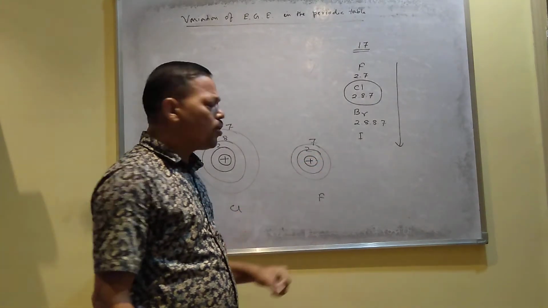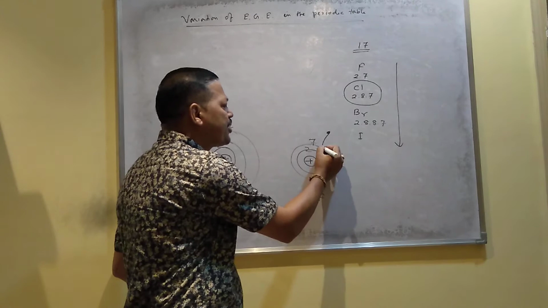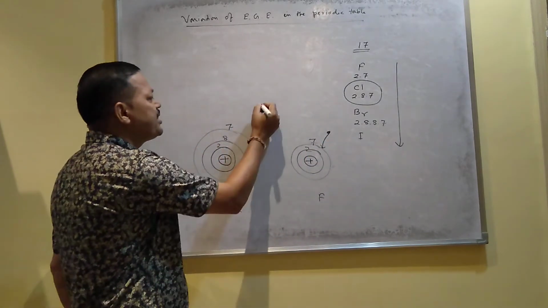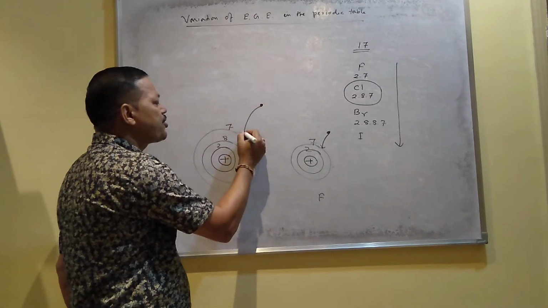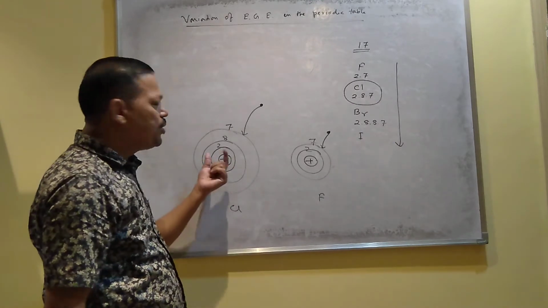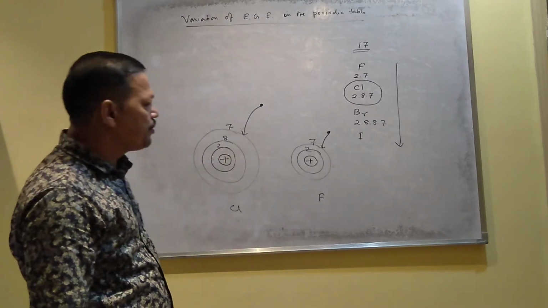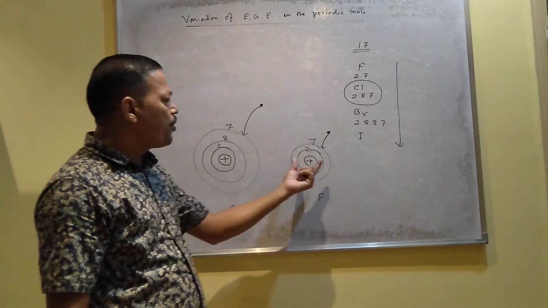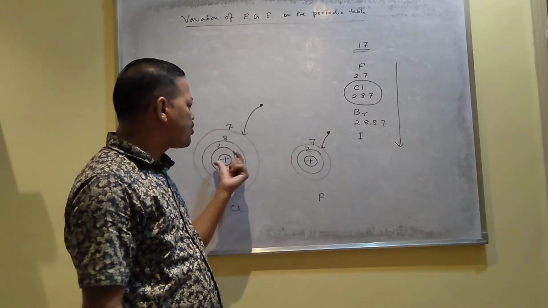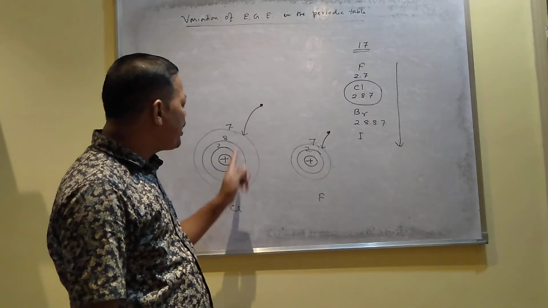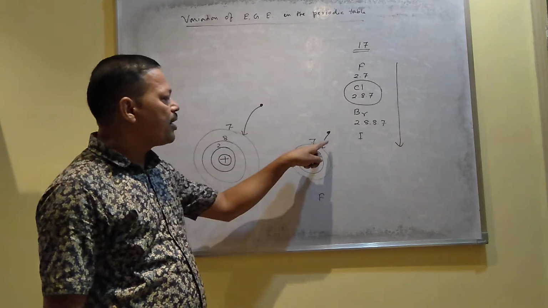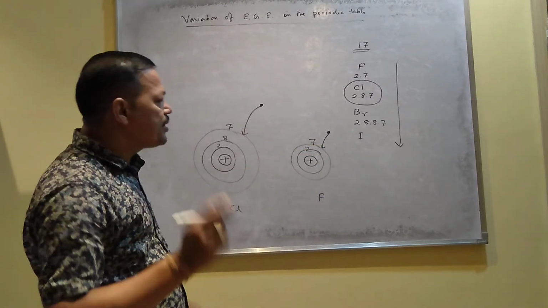Since the size is small, the nucleus can attract the electron more. But here, since the size is large, the electron cannot be attracted by the nucleus as much as in fluorine. So according to that, fluorine should gain the electron more easily than chlorine, but no, chlorine can gain the electron more easily than fluorine. So why is it like this?